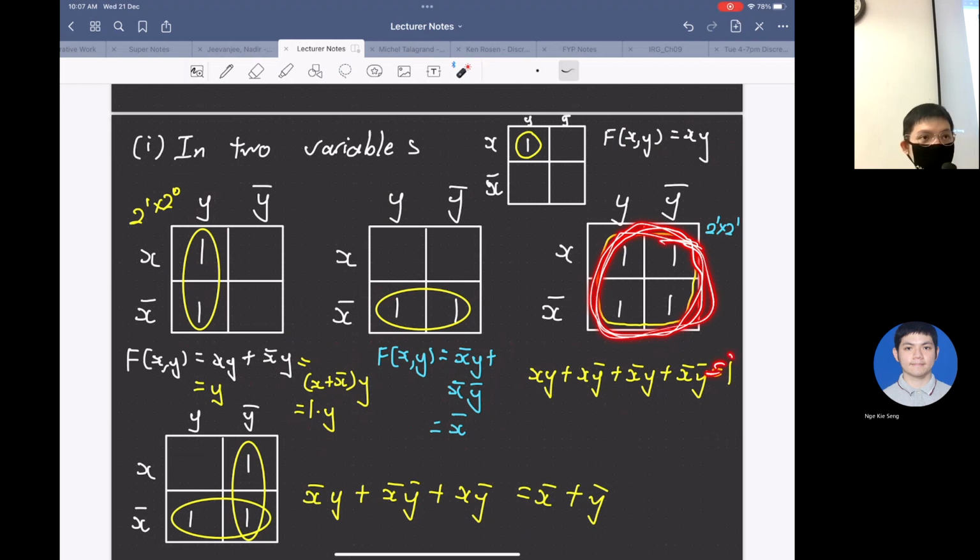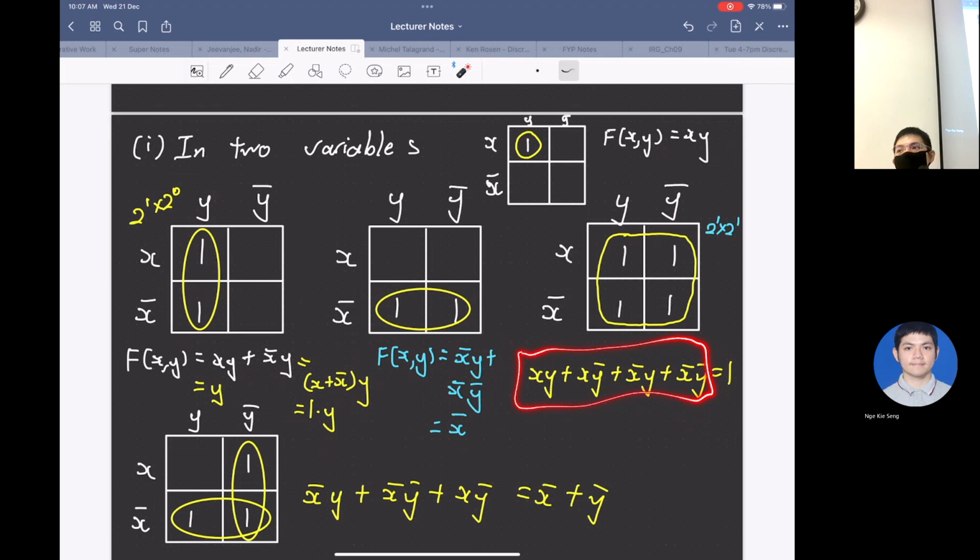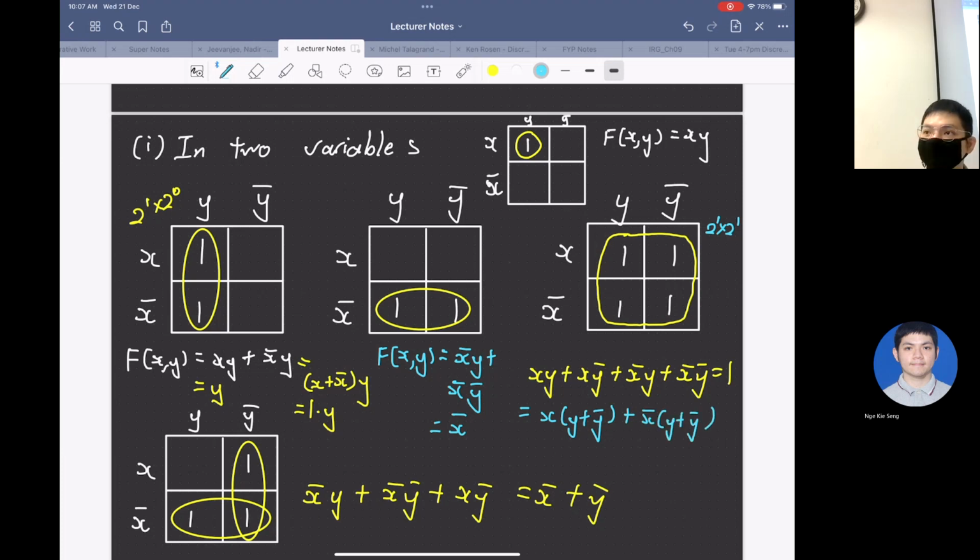And then these 4 actually equal 1. Why equal to 1? Because you sum all the possibilities together, so you always get 1. If you don't believe, you can build the truth table for this function and you will see that it always gives 1. Otherwise, you can also see it from algebra. This is equal to x times (y plus y bar) plus x bar times (y plus y bar), so you get x times 1 plus x bar times 1, and then you can reduce to 1. So you can see it from algebra, or from the truth table as well. Build the truth table, and you will see that you get four 1s.